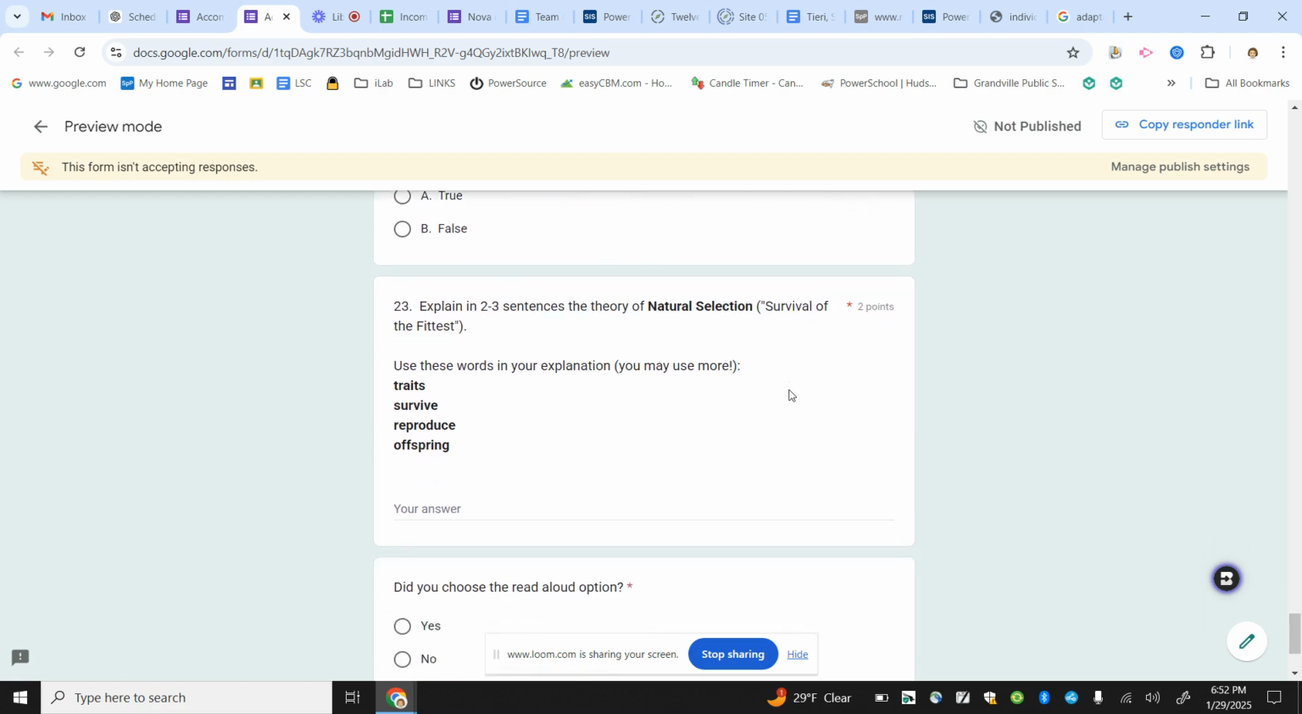And number 23 is a short answer. Explain in 2 to 3 sentences the theory of natural selection. In other words, survival of the fittest. Use these words in your explanation. You may use more words in other vocabulary as needed. Traits, survive, reproduce, offspring.